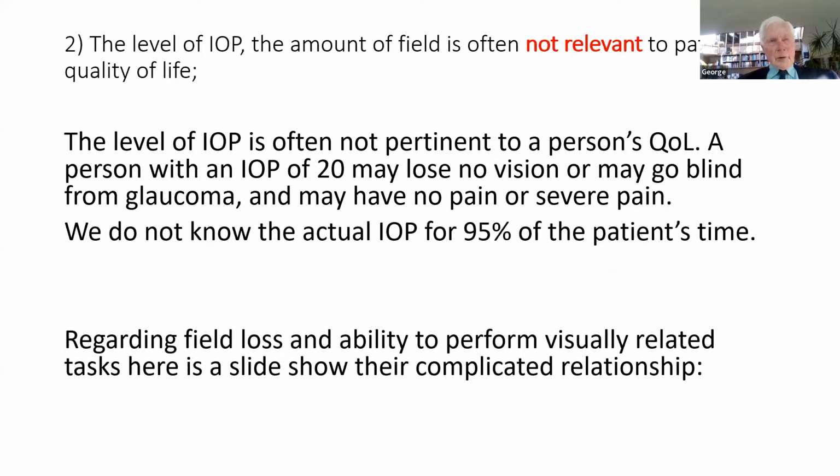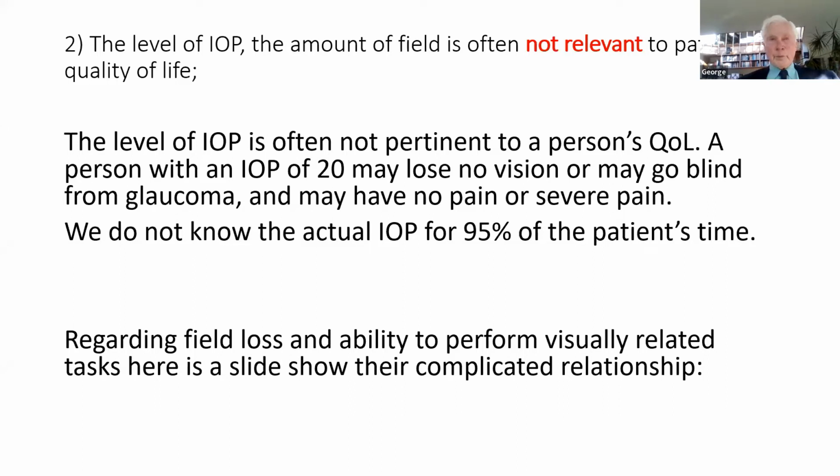Okay. We started right off saying what's important to a person is how do they feel and how do they function. Quality of life is important. But is intraocular pressure relevant to that? A person can have a pressure of 20 and lose no vision, or they can go blind. So it's not 20. The fact that the pressure is 20 is irrelevant to that person's well-being.